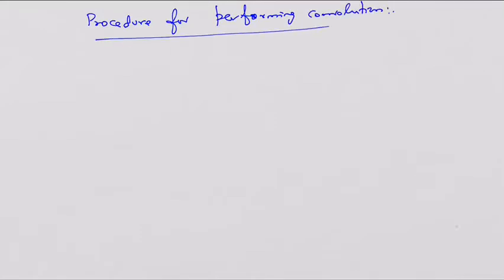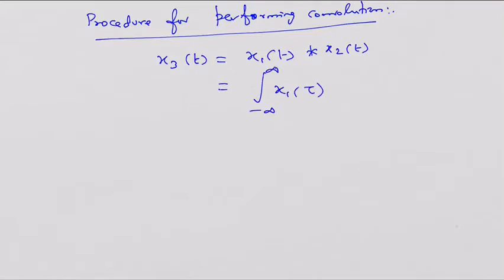Let us see the procedure for generating the output using convolution integrals. I've already told you that x3 of t is the result of convolution of two continuous time signals, x1 of t and x2 of t. You know that the formula for convolution integral is integral minus infinity to plus infinity x1 of tau into x2 of t minus tau into d tau.